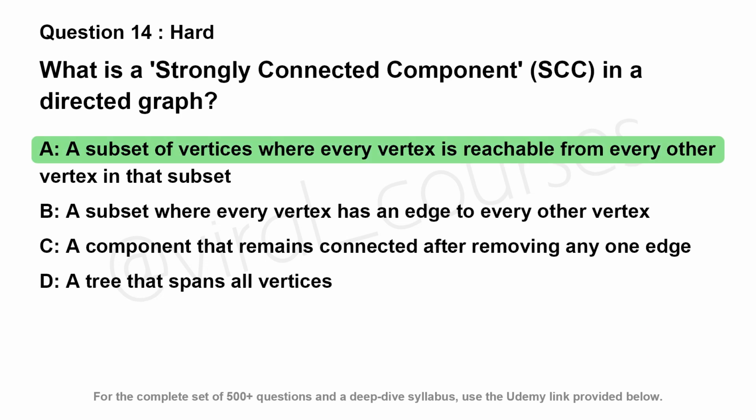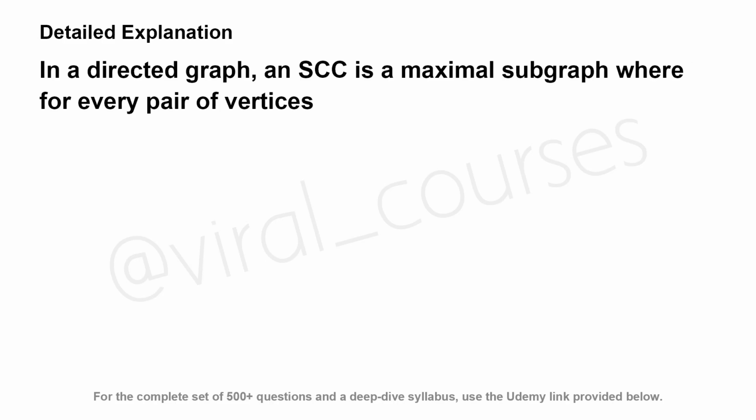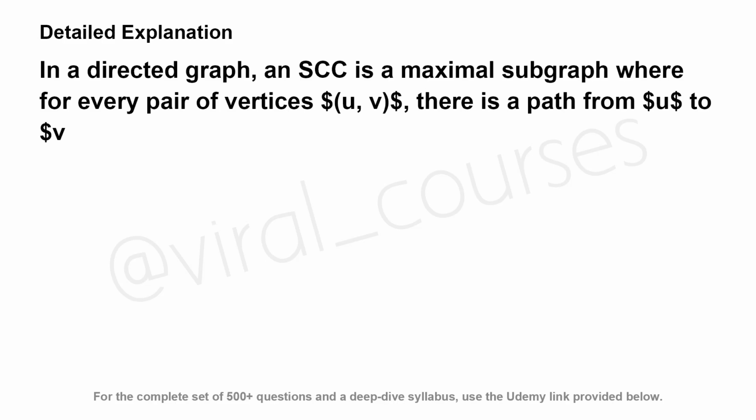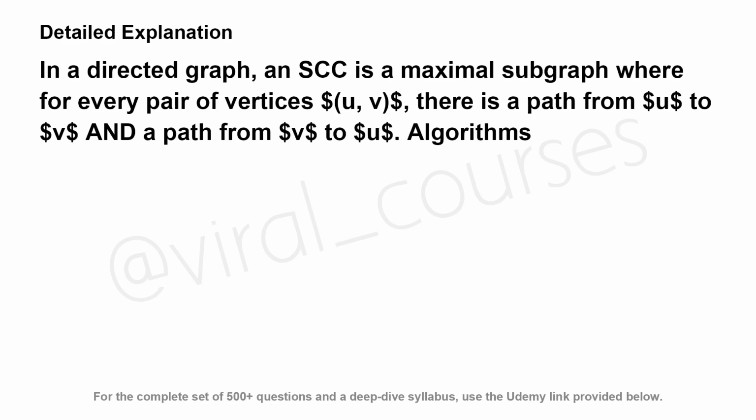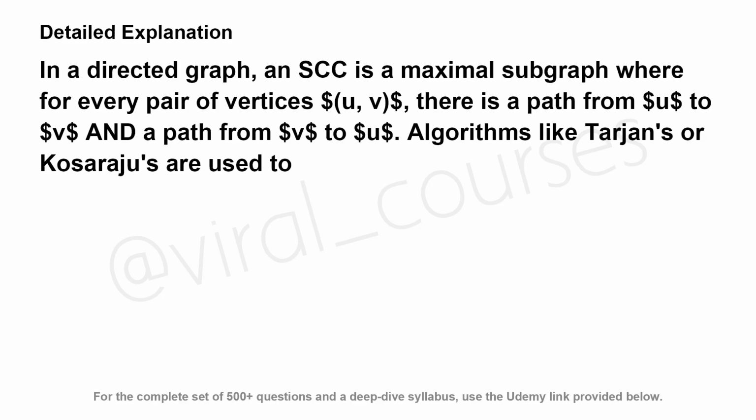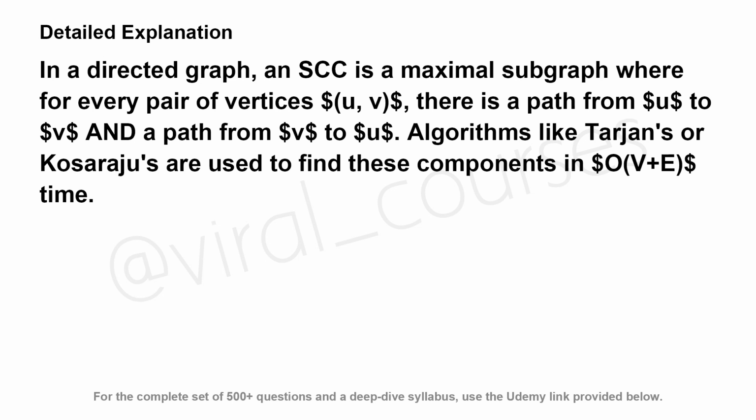The correct answer is A. In a directed graph, an SCC is a maximal subgraph where for every pair of vertices $U, V$, there is a path from $U$ to $V$ and a path from $V$ to $U$. Algorithms like Tarjan's or Kosaraju's are used to find these components in $O(V + E)$ time.